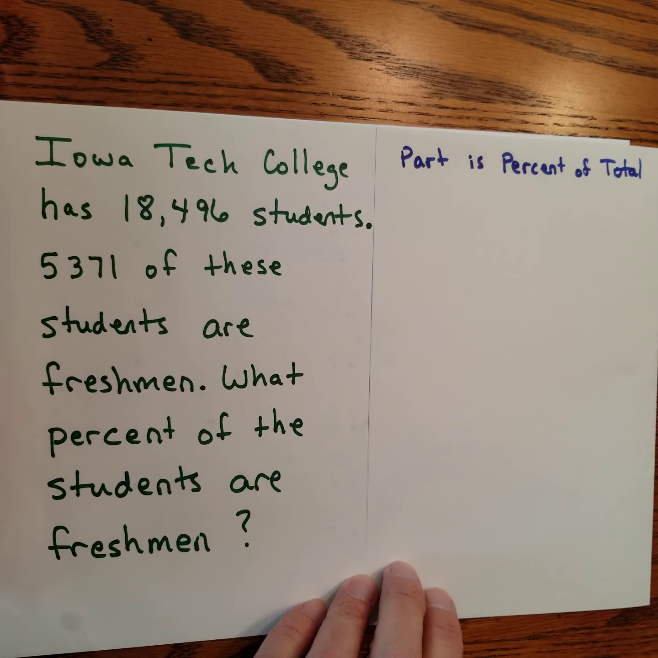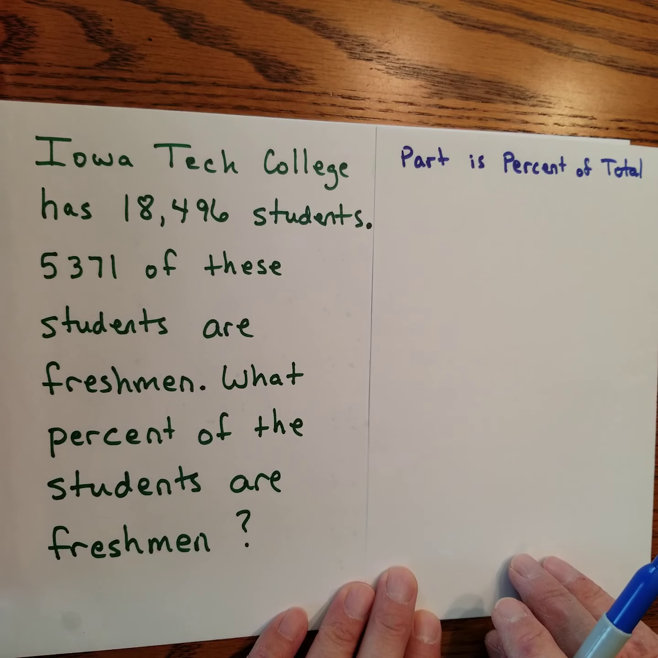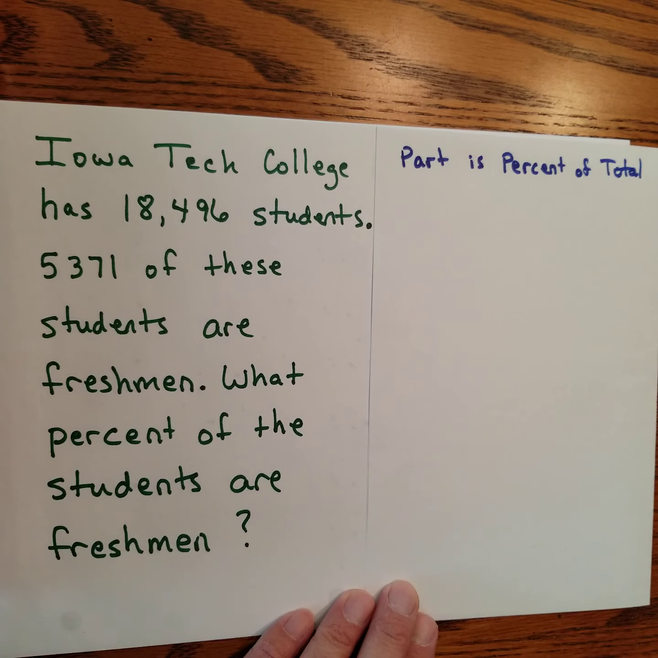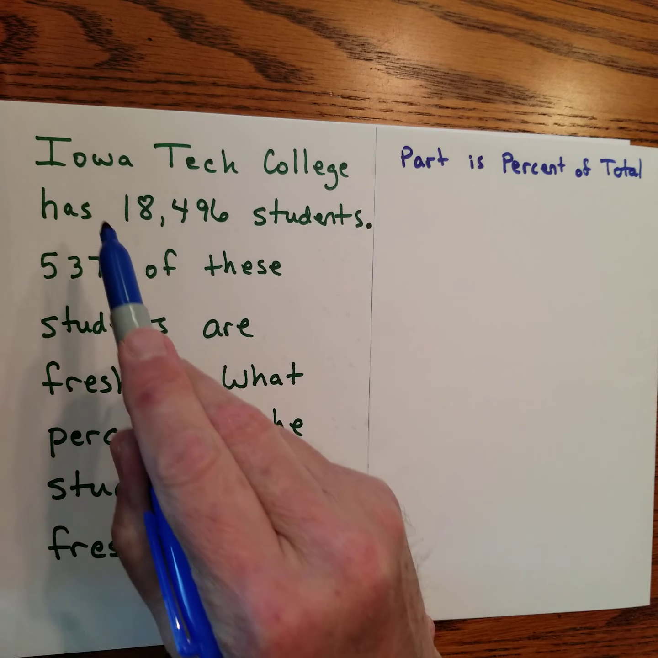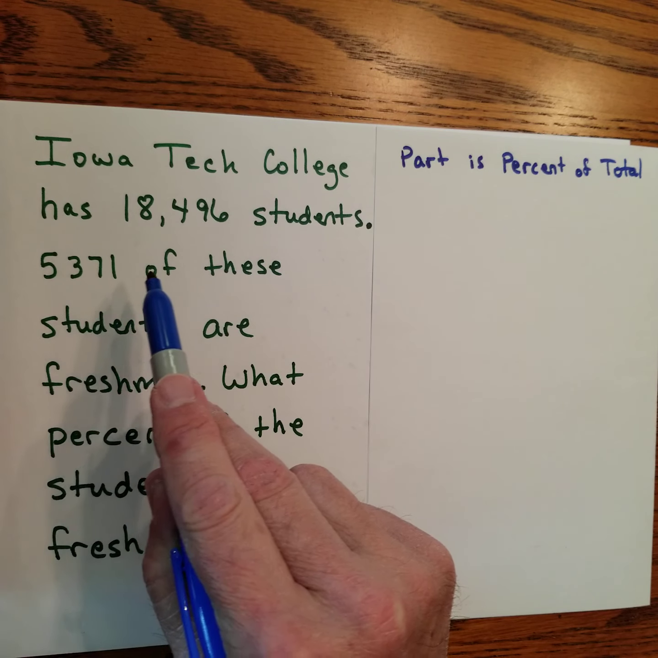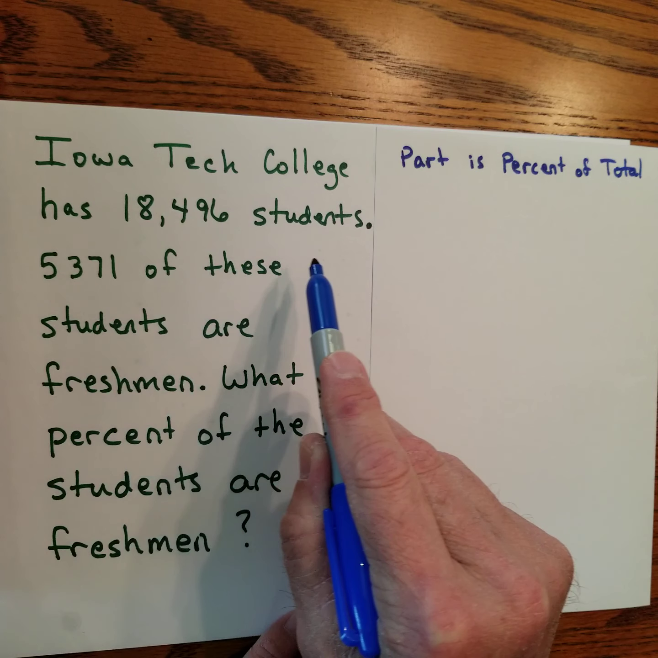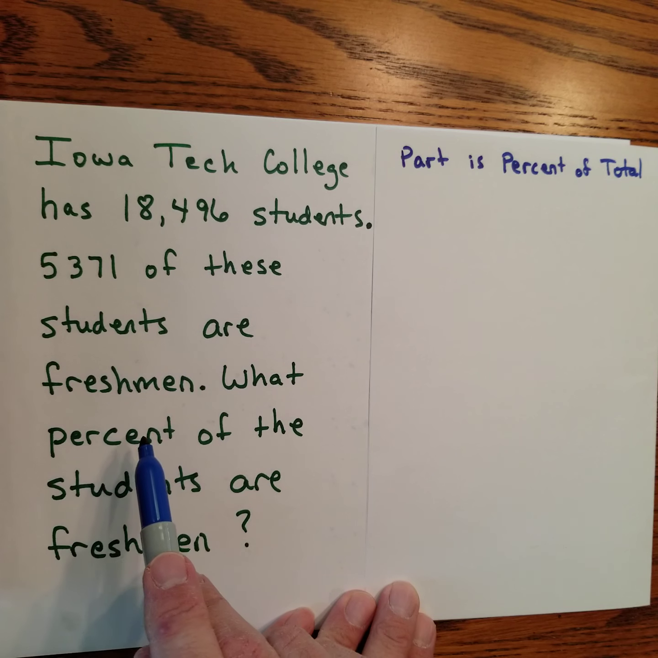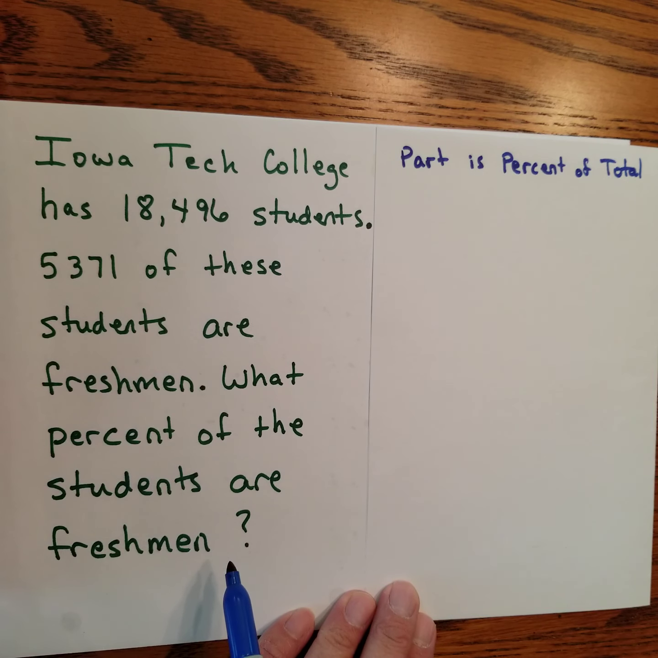All right, new example. Pause the video. Read this problem through once, read it through twice, go ahead and try it if you like, and then turn the video back on and we'll work it through together. Here we go. Iowa Tech College has 18,496 students. 5,371 of these students are freshmen. What percent of the students are freshmen?